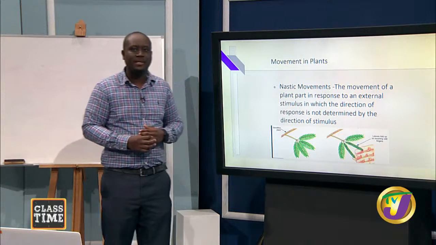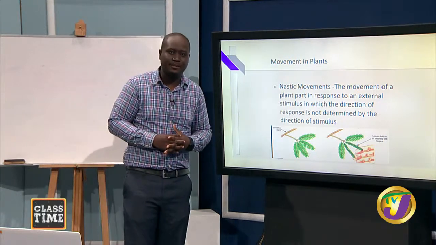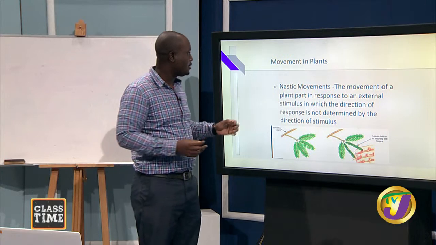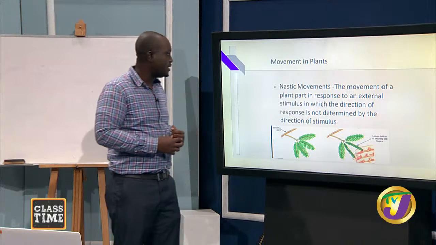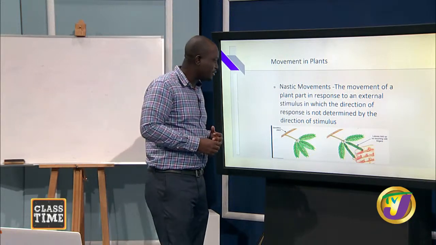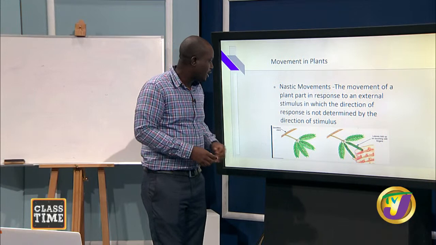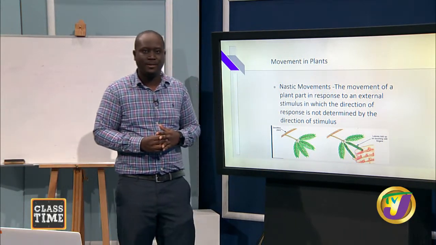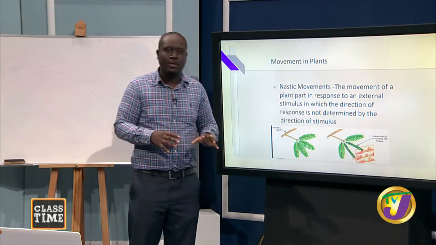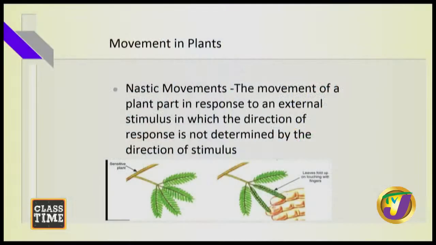Our next type of movement is a non-growth movement, and this is called nastic movement. Unlike tropism, it does not involve growth. All it involves is the change in the turgidity of the cells. So for example, the mimosa species, or what we in Jamaica call the shame old lady. You touch the leaves and the leaves wilt. That's a form of nastic movement. Also, hibiscus tends to fold their leaves at night, and that is also a nastic movement. So it's a non-growth movement, unlike tropism.